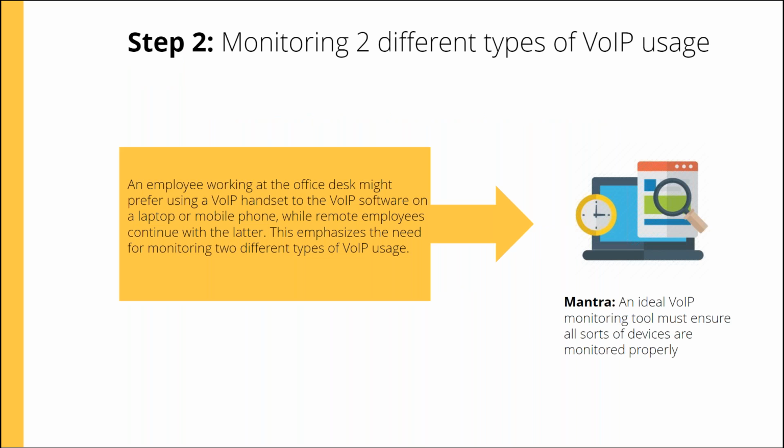Now, in our present situation, we have the requirement to monitor two different types of VoIP usage. An employee working at their office might be using a handset connected with VoIP, and one sitting at home working from home will be using software connected to maybe a VPN. So we need to emphasize the need of monitoring two different VoIP usages. We need an ideal tool which must ensure all sorts of devices are monitored properly.